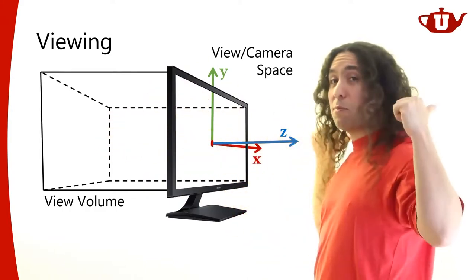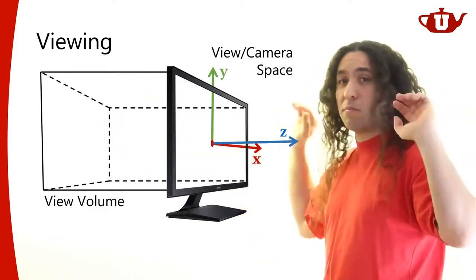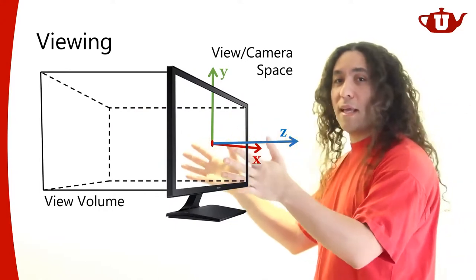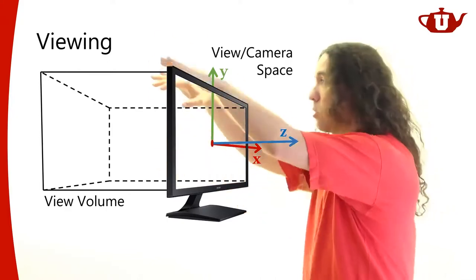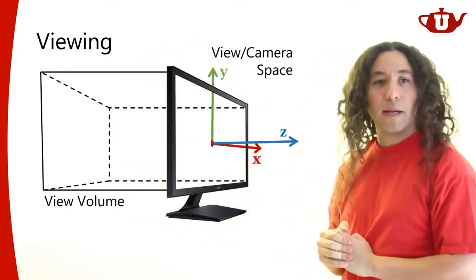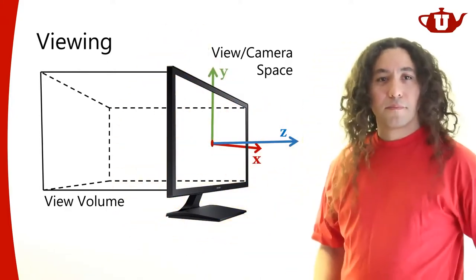Now, there might be things behind me in the virtual world or someplace else. I won't be seeing them. I'm only going to be seeing the part of a scene that is contained inside this view volume, right? I'm not going to see anything else. All good?